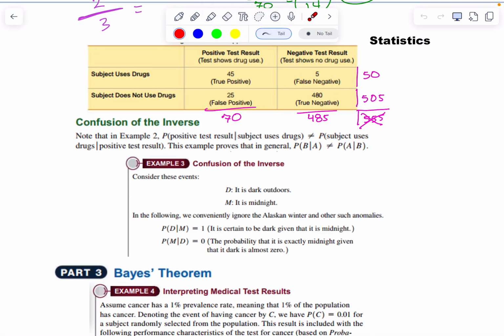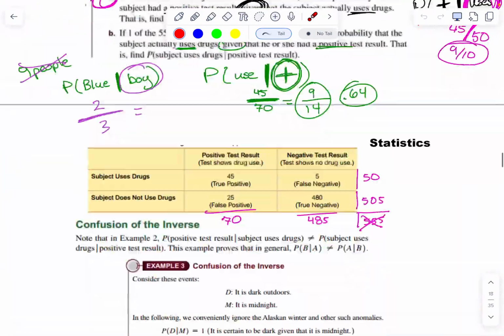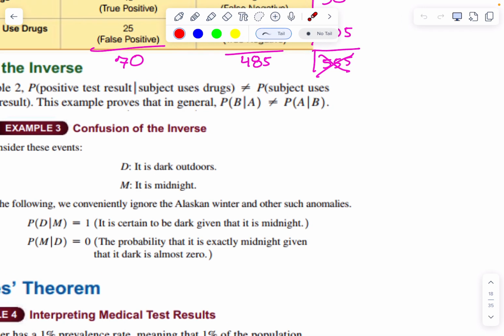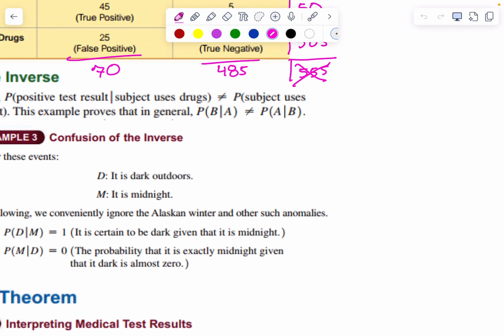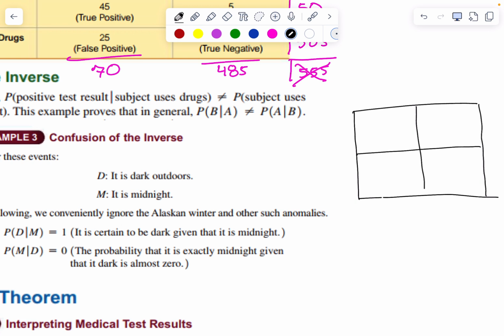Hey, Chloe. We're doing the second half of 4-3. So I said get to this spot where we have the confusion of the inverse, and I'm going to make a table over here. Make sure we include Chloe in our table. Help me out here. A little four table.